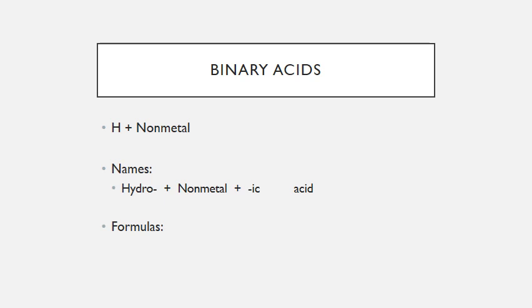When we write the formulas, we are just going to write the hydrogen and then whatever the nonmetal is. And then you have to make sure that your charges balance appropriately. So you're going to write them as if you were writing any other pretty much ionic compound. But in this case, it's a hydrogen and a nonmetal.